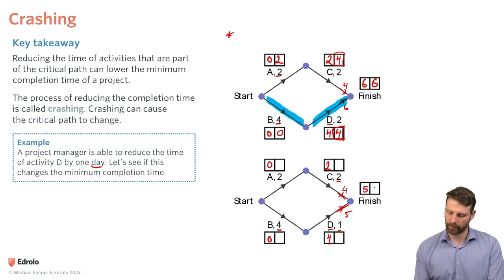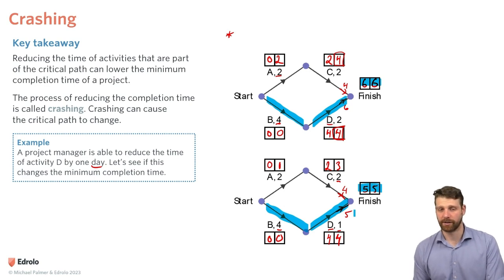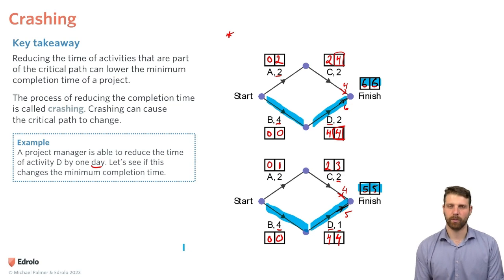And now running backwards, we can see that this should be 5. 5 take away 2 gives me 3. 5 take away 1 gives me 4. And 0 and 3 take away 2 is going to be 1. So what we can see is that the critical path hasn't changed because I reduced time on the critical path. Here's the critical path on this network, but we can see that the earliest finish time has changed. So the completion time of the project has been reduced by 1 day, and that's because we made an adjustment on that critical path. All right, let's move on.